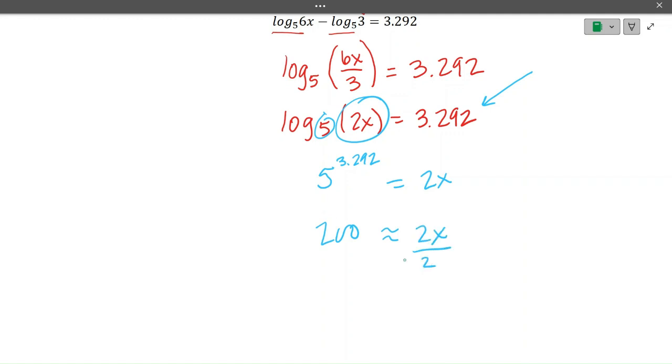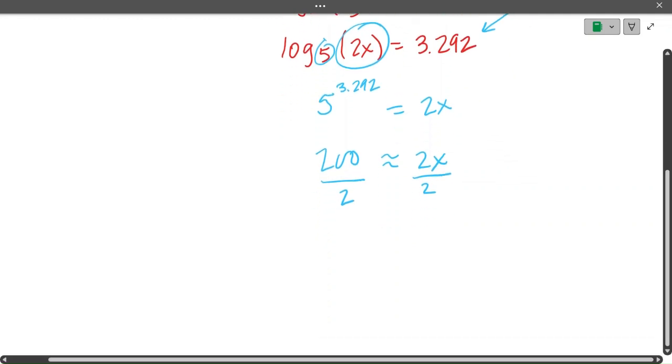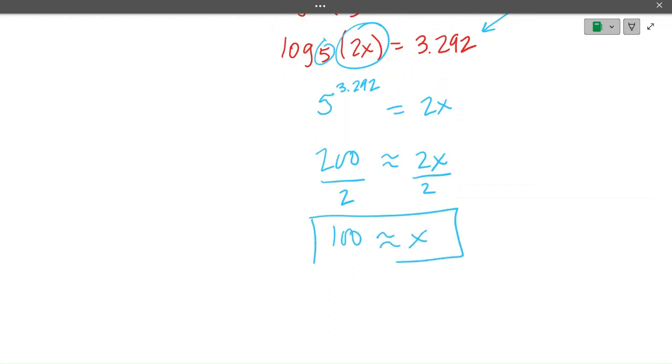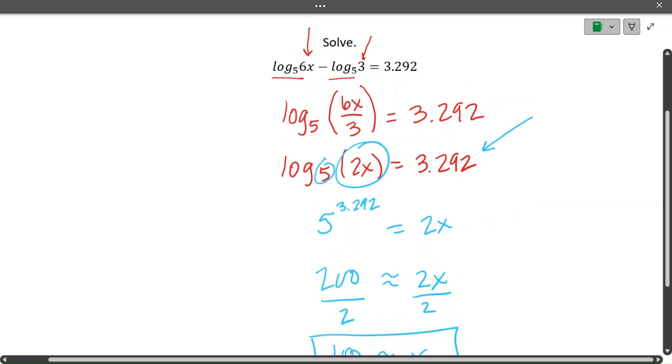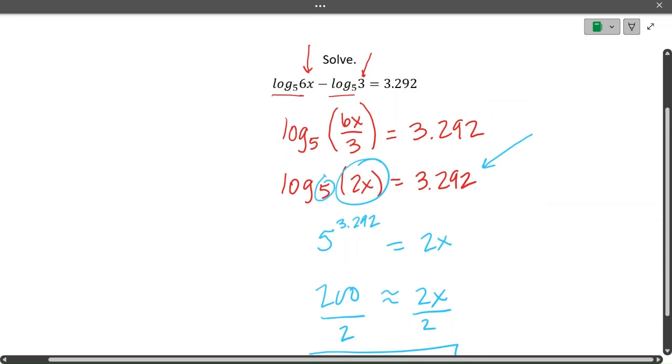And then I'm going to divide by 2 on both sides. And that gives me approximately 100. So if I were to put this back into the original equation for x, I would get out 3.292.